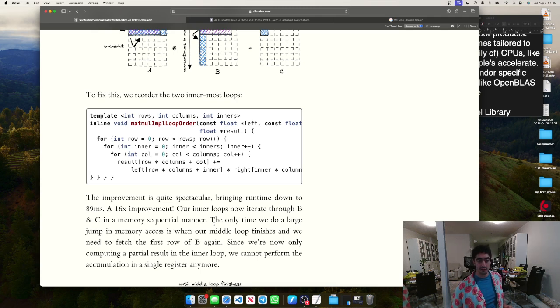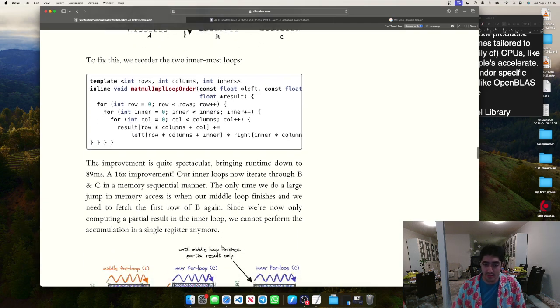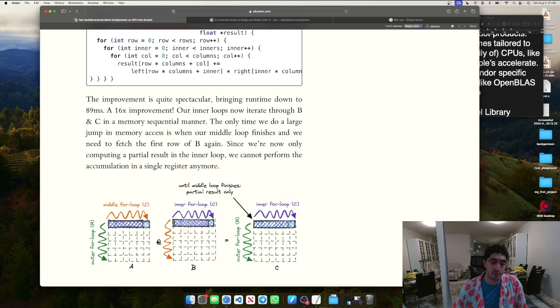Our inner loops now iterate through B and C in a memory-sequential manner. The only time we do a large jump in memory access is when our middle loop finishes and we need to fetch the first row of B again. Since we are now only computing a partial result in the inner loop, we cannot perform the accumulation in a single register anymore.